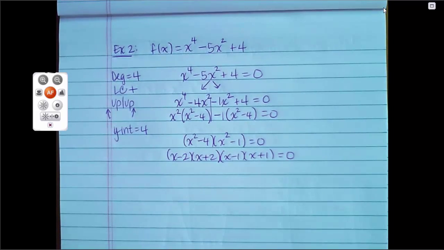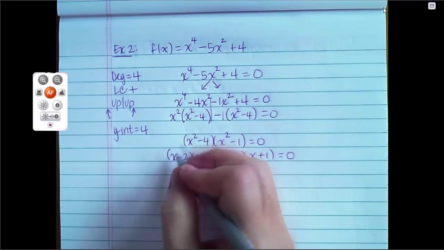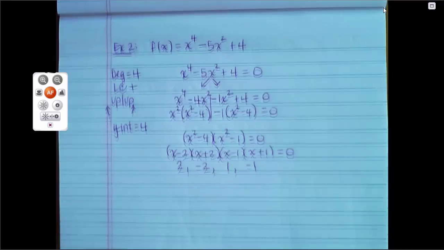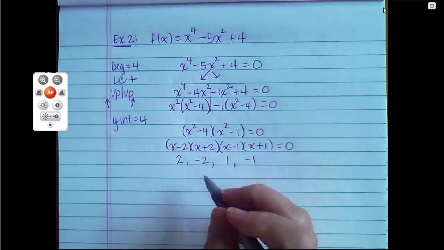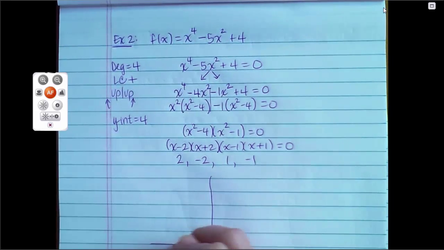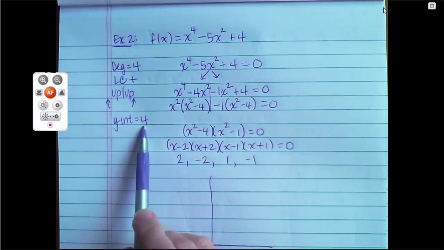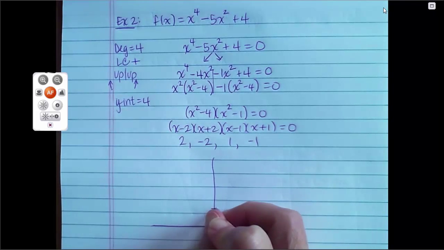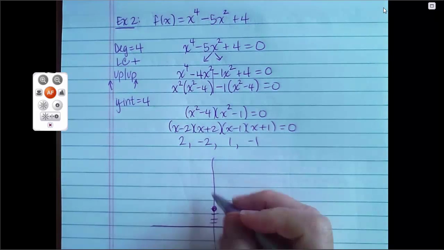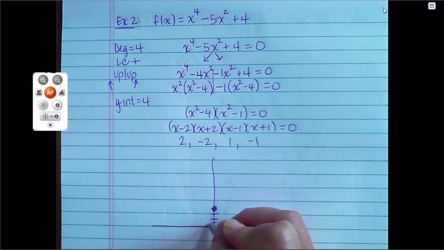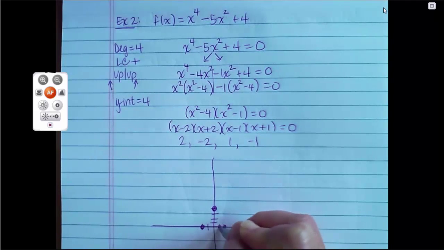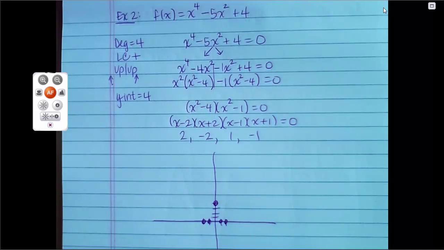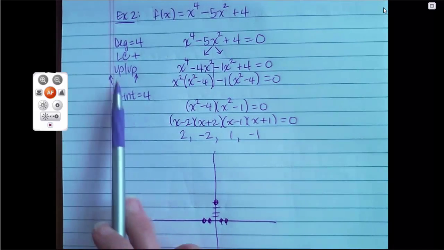Setting all those factors equal to 0, I now have zeros or roots of 2, negative 2, 1, and negative 1. So I'm going to be able to get a pretty good picture of what this graph looks like. Again, I have a y-intercept of 4. I have zeros at 2, negative 2, 1, and negative 1. So I've got a lot going on between those little points. Remember, I have up, up end behavior.